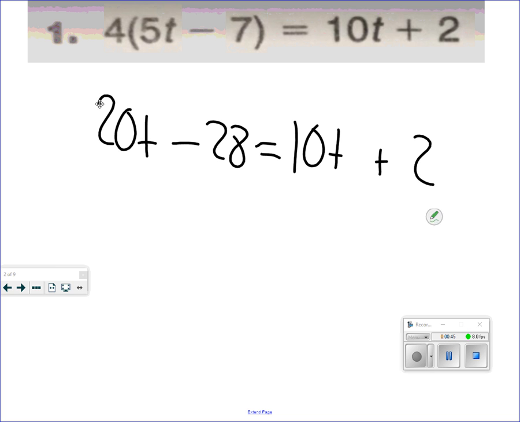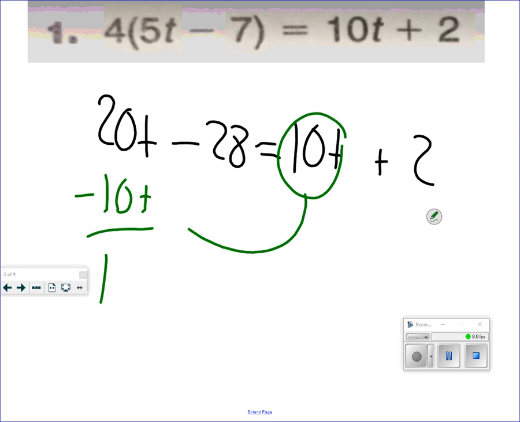So I'm going to bring this 10t to this side. So I'm going to be subtracting it because it's a positive 10t. So I'm going to be subtracting 10t. So I'm left with 20t minus 10t. So I have 10t on this side.